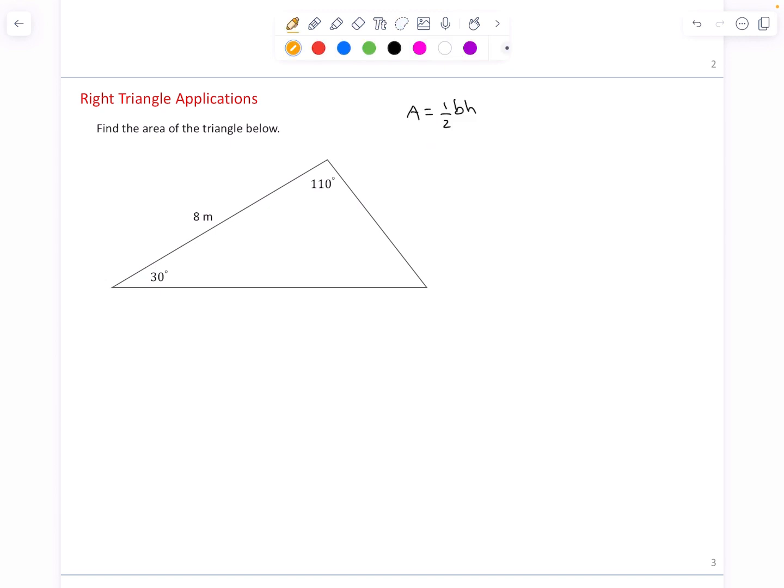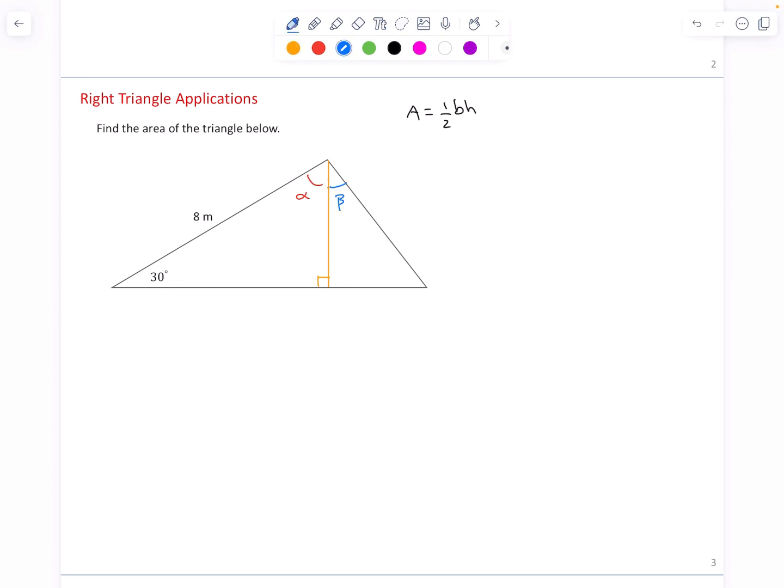So this triangle here does not appear to be a right triangle. But if I draw a vertical line segment straight from the upper vertex, making a right angle with the base, then I can create two right triangles here. And now I can start using trigonometry to figure out all these missing sides and then ultimately find the area of the entire triangle. Now this 110 degrees needs to be split up into two different angles. I'll call them alpha and beta for now.